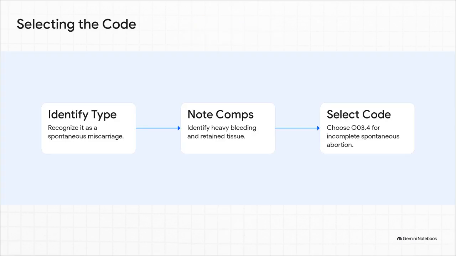Step 1, identify the abortion type. The documentation shows a spontaneous miscarriage. It's an unplanned event, definitely not elective. Step 2, note the complications. Here, we've got heavy bleeding and the crucial fact that products of conception are retained, meaning it's incomplete. Combining those facts for Step 3, we bypass the elective codes entirely and land firmly on 003.4, incomplete spontaneous abortion with other complications. Breaking it down this way ensures your coding will hold up against any audit for sure.